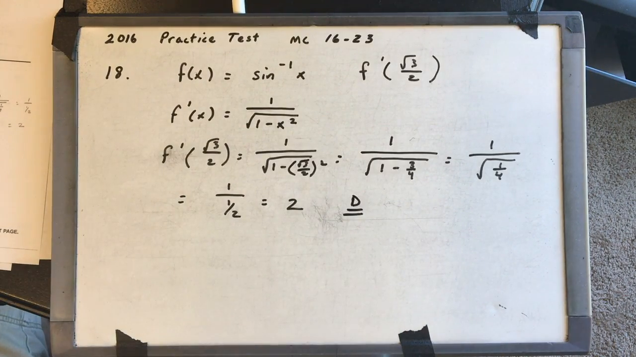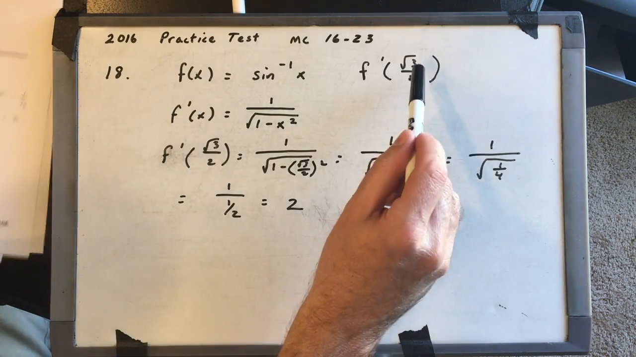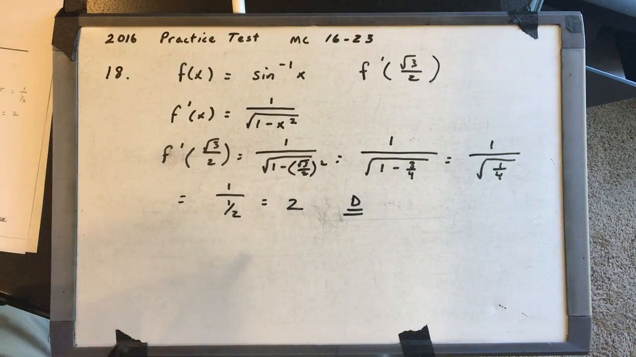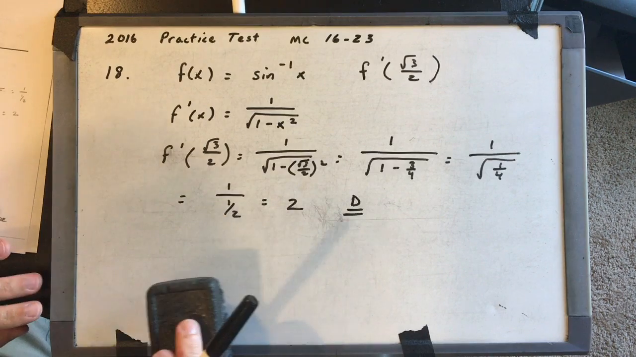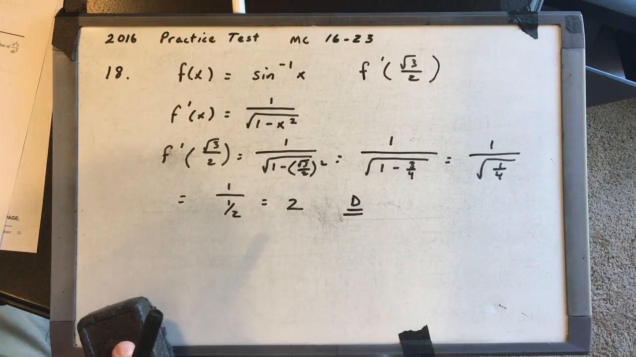So they are really trying to trick you on that one and just get you to put the unit circle answer in. But it's not asking for f of root 3 over 2. It's asking for f prime of root 3 over 2. So you have to take the derivative. All right, so that's number 18.